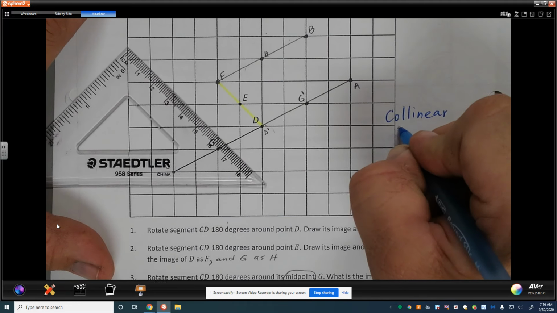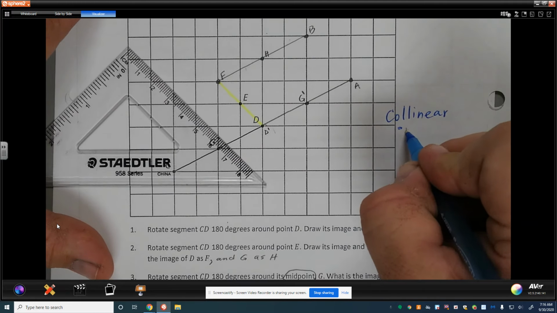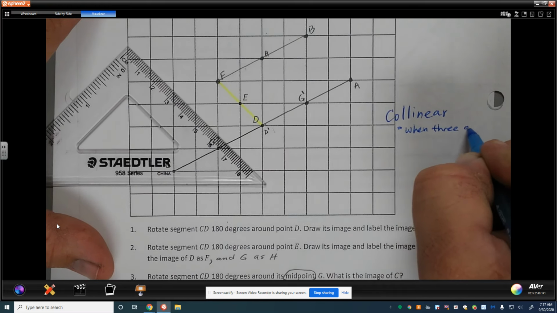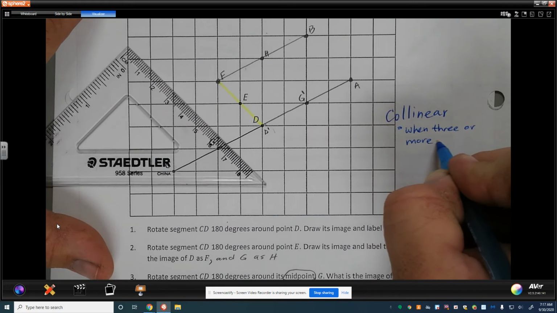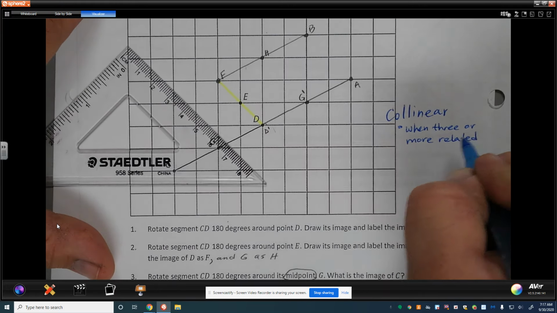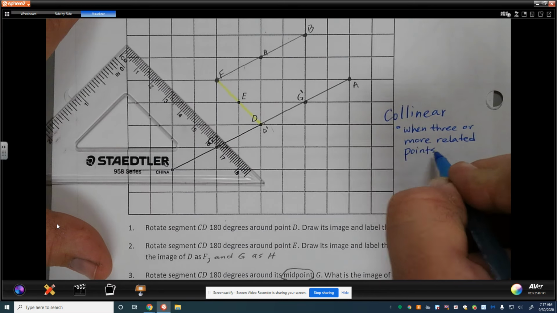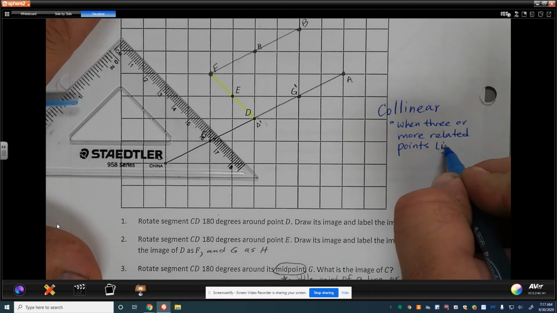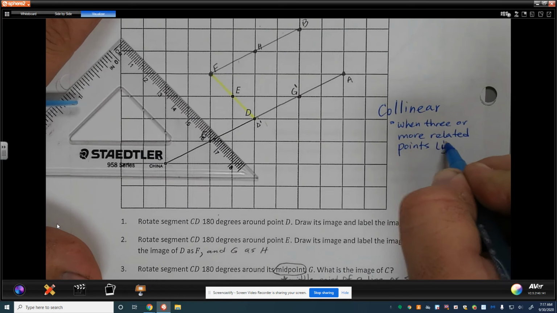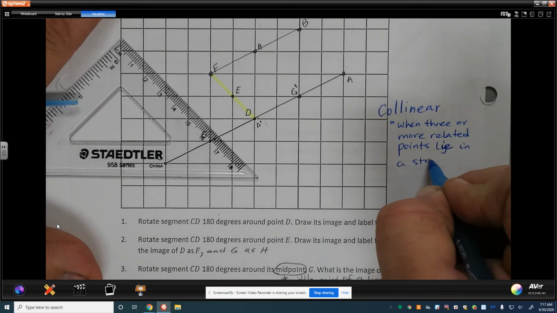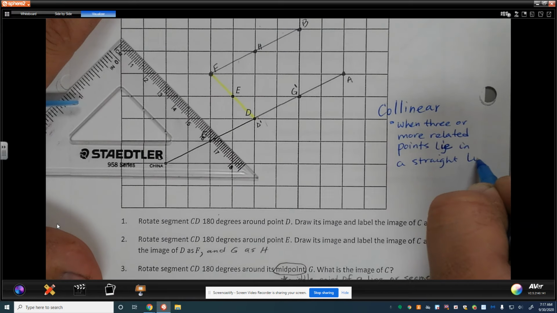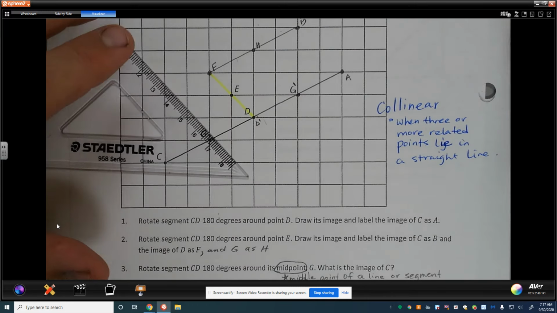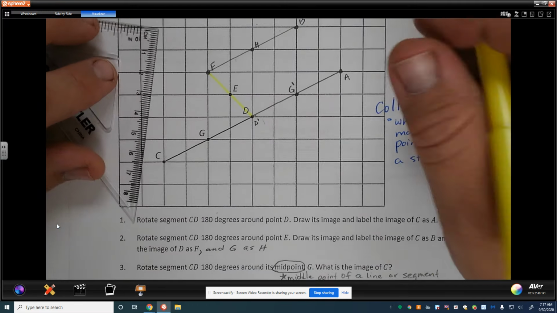C-O-L-L-I-N-E-A-R. Collinear is when three or more related points lie in a straight line. When they lie in a straight line, we can see the same relationship as we look at these other points.